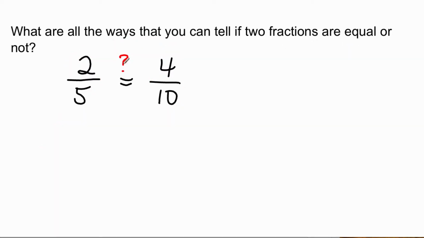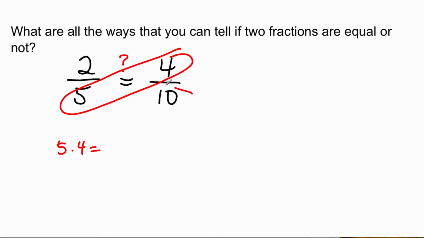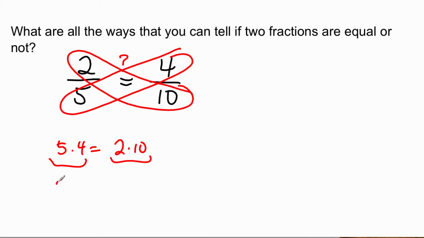But there is a third way of deciding whether two ratios are equal or not, and that is by looking at their cross products. If I look at 5 times 4, I get 20. I will notice that that's the same as 2 times 10. If you take the cross products and they are equal, that tells you that you are dealing with a proportional relationship.